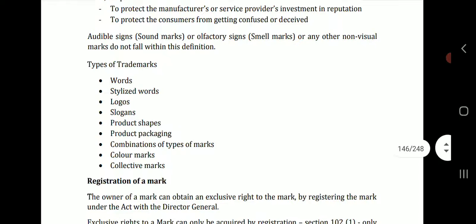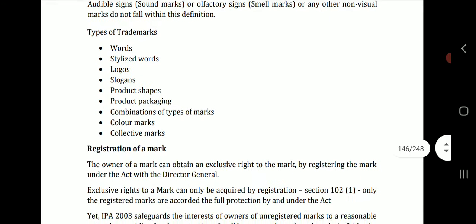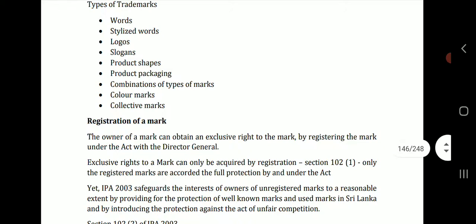So these are the types of trademarks: words, styles, logos, slogans, product shapes, product packaging, and combinations of types of marks. It can be not just one logo, but maybe different types of logos, different types of marks. Every logo is pretty much covered, especially logos of vehicles, which are also patented.